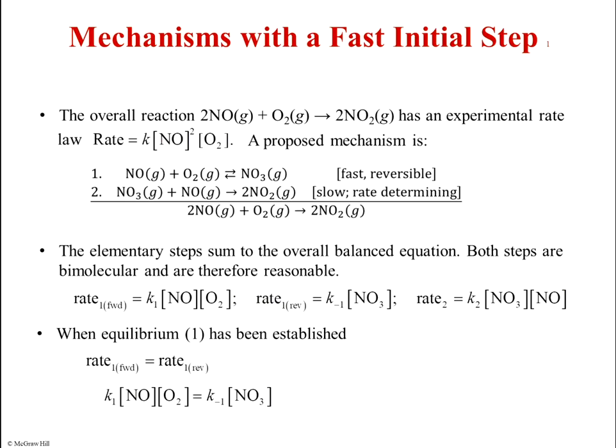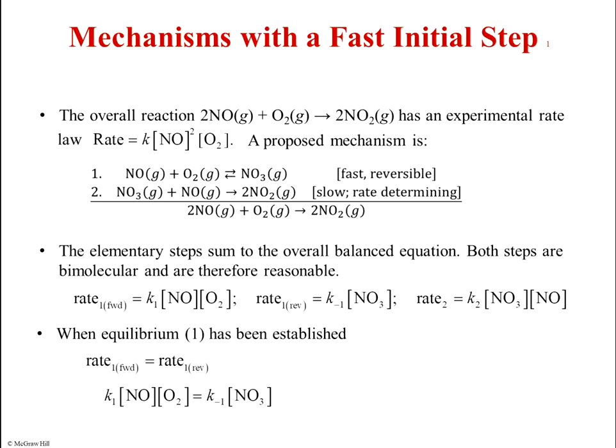That's good. We have our three rates because now we're not just going forward in our first reaction, we can also have the reverse process. So rate 1, going forward on step 1, is K1 times nitric oxide concentration times O2 concentration. We can go backwards. Rate 1 in reverse is the reverse rate constant times the nitrogen trioxide concentration. And then rate 2, which is slow, and that's the rate determining step, that rate is equal to K2 times the nitrogen trioxide concentration times nitric oxide.